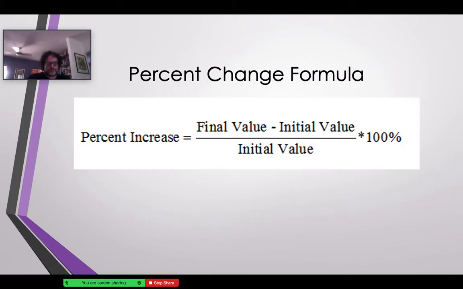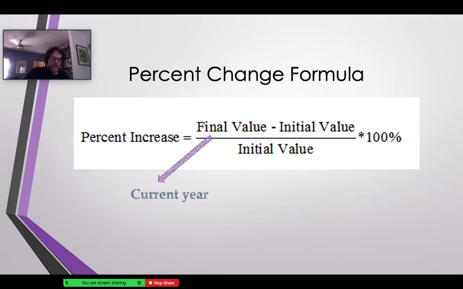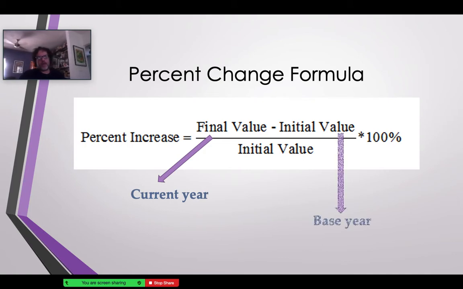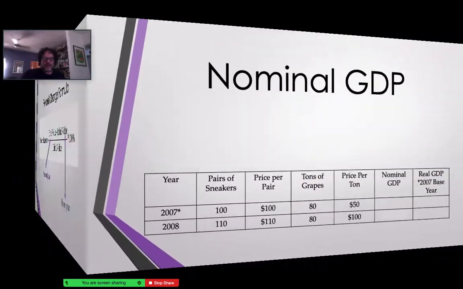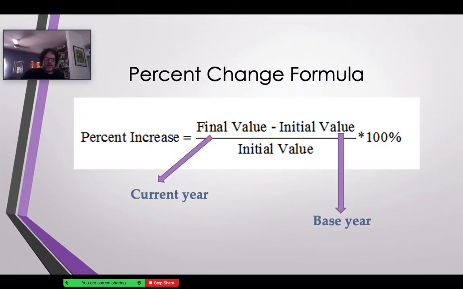All right. This is a formula that you should be familiar with: new minus old over old times 100. This will give us the percent increase. It will let us know how much GDP has changed. The first value is the current year, the year that we're talking about. The initial value is the base year, or the second year we're comparing, and you multiply that by 100. Let me put it back up. You'll see this formula again if you don't get it right now. It's not the end of the world, but this is a really important one for our class.